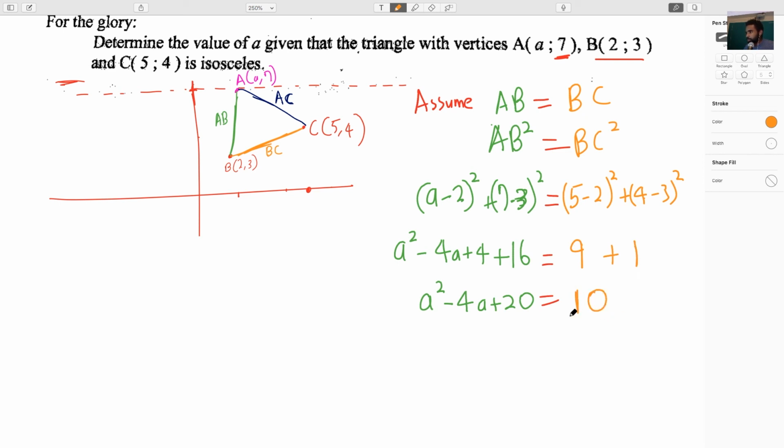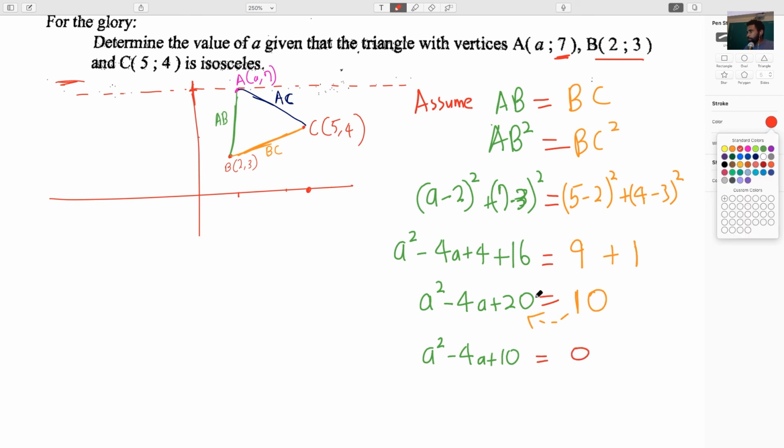And we can move this over to give us a squared minus 4a plus 10 is equal to 0. So we have here a squared minus 4a plus 10 is equal to 0. And then we can try to solve this for a. Okay, so we're almost done with this first assumption.